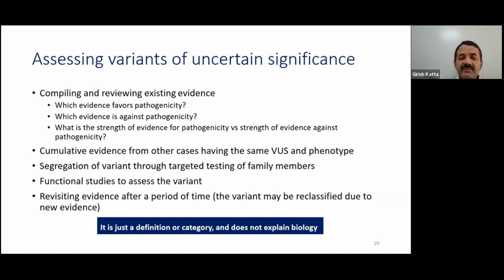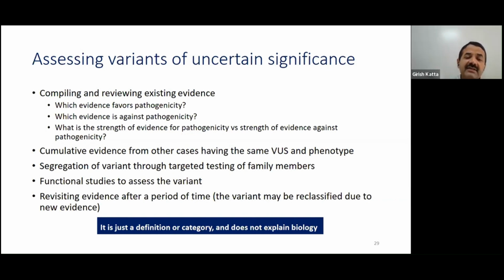You can look into databases like LOVD or ClinVar, where all the variants are reported along with the phenotype and evidences for and against, and you can make your own assessment. And segregation of the variant through targeted testing of family members really helps. If it is de novo, it increases the chance that it is a pathogenic variant. And if it is biallelic, again, that's an important criterion for upgrading this variant to pathogenicity.